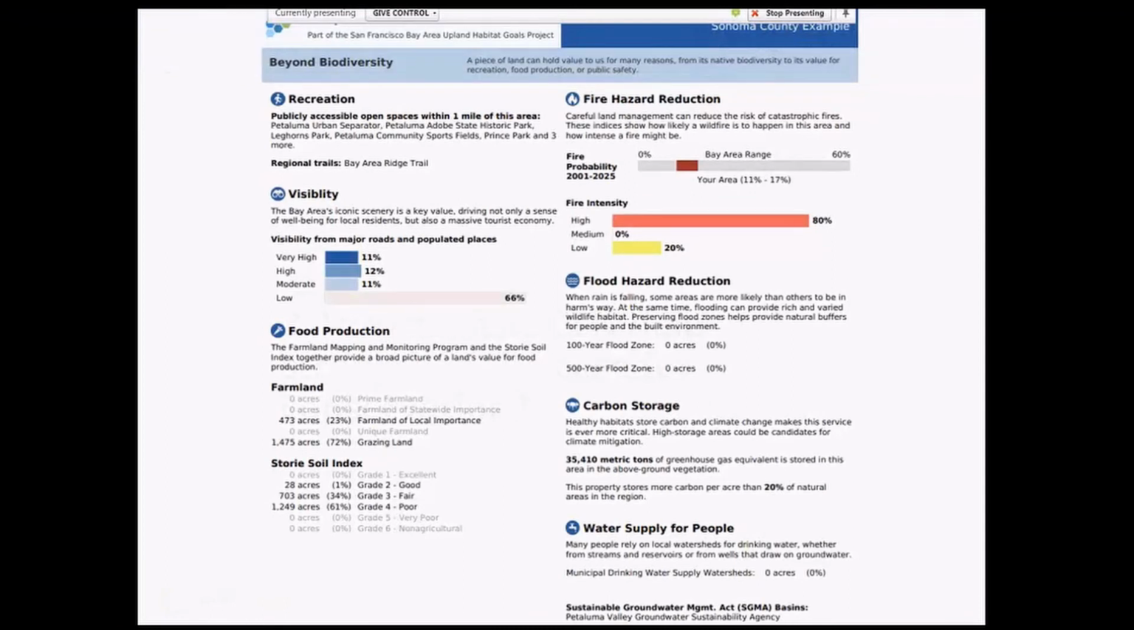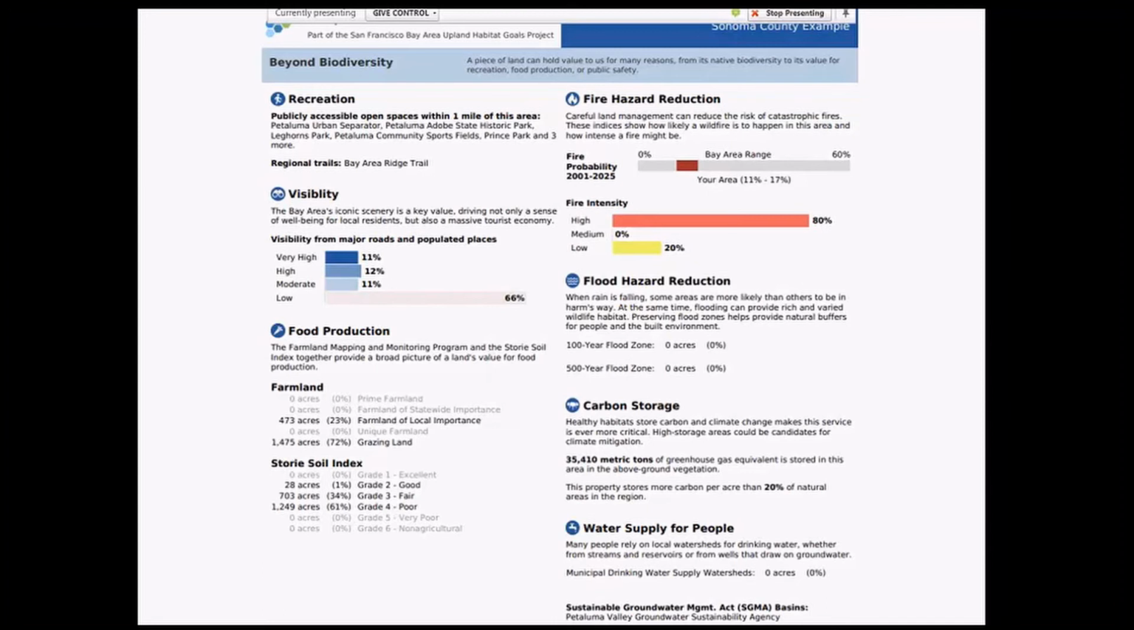We have several metrics that people can use to make the case for conservation, and we call this the beyond biodiversity page. And in it, you'll find information about recreation and how visible a spot is, or what its food production value is, or how conserving and stewarding this land can reduce risk of fire or flooding to communities. How much carbon is stored in a given place, and is it a part of a water supply for people?